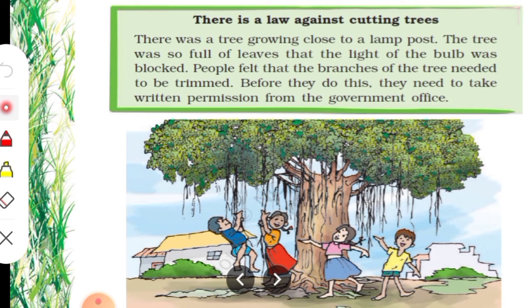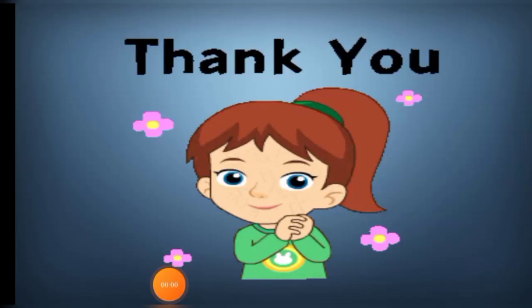Whenever we need to trim the leaves or remove a tree, we need to take written permission from the government. If we don't do so, then there may be imprisonment or they have to pay some amount as a penalty. Okay? Kids, this much of the chapter is clear to you. We are going to continue this chapter in the next part of the video. Thank you.